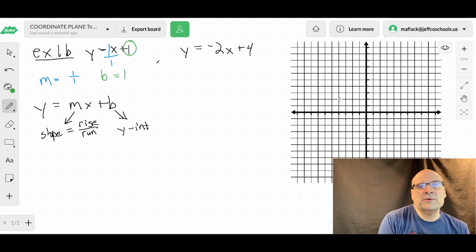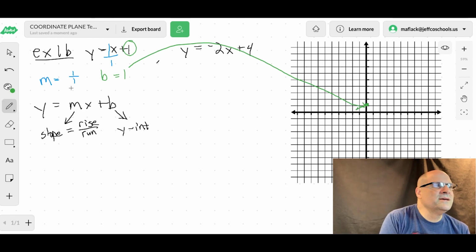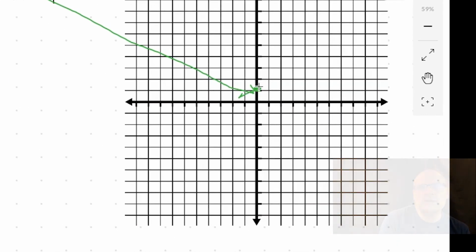Okay, so that's where we plot this point. So this guy goes right there. All right, and then we're going to go up 1 over 1. So this means up 1 and then right 1. Okay, so from up here, you're going to go up 1, right 1, up 1, right 1, up 1, right 1. Okay, then you can just connect the dots because these lines go on forever. All right. So that's that line.